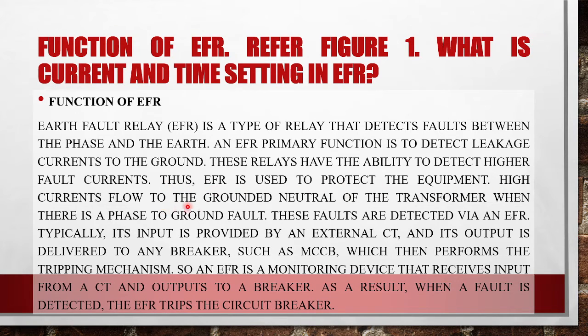High current flows to the ground neutral of the transformer when there is a phase to ground fault. These faults are detected via an EFR. Typically, its input is provided by an external CT, and its output is delivered to a breaker, such as an MCCB, which then performs the tripping mechanism. So an EFR is a monitoring device that receives input from a CT and outputs to a breaker. As a result, when a fault is detected, the EFR triggers the circuit breaker.